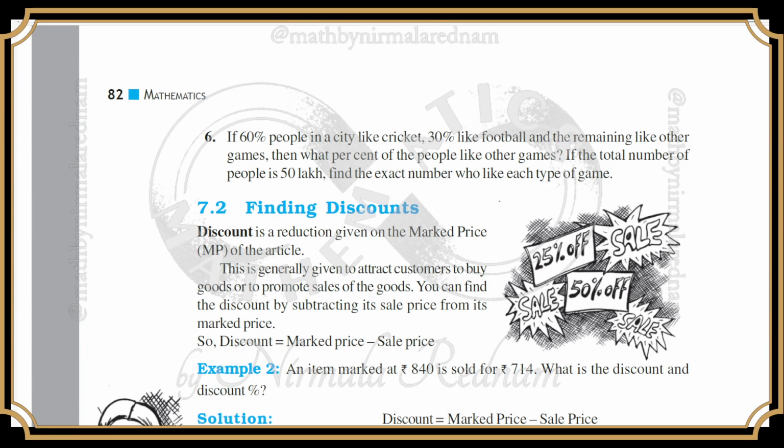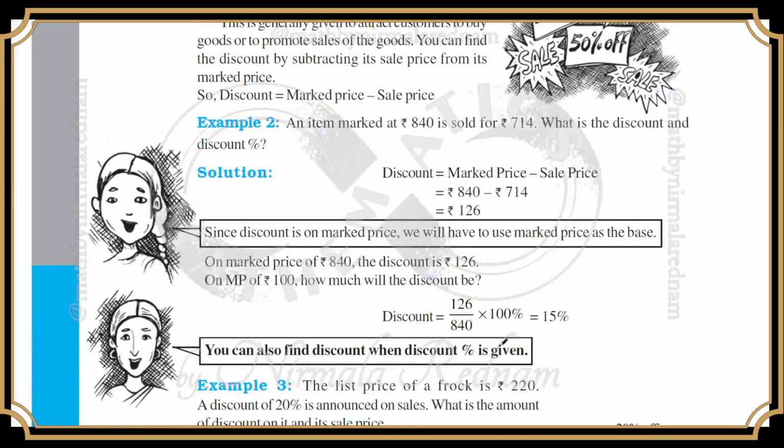So next let's go to the next 7.2. Here the solved example is item marked price is given as 840 and selling price is 714. Discount and discount percentage. I told you already, whenever you want the discount, you simply need to subtract these two, right? You will get the discount amount, and percentage is simply by taking this over the marked price. Why? Because discount is calculated on the marked price. You're going to get the answer, right? So that is your second example.